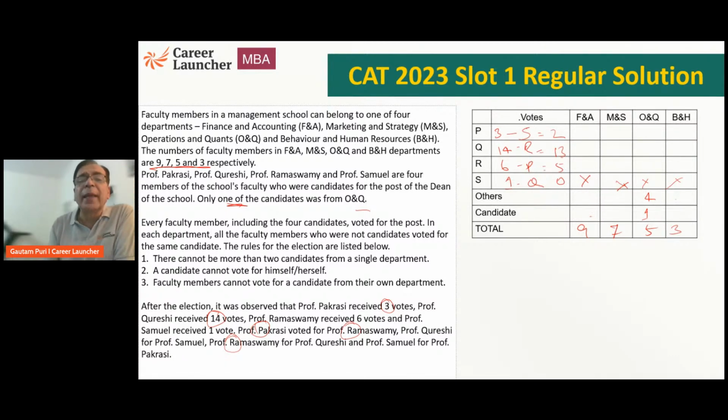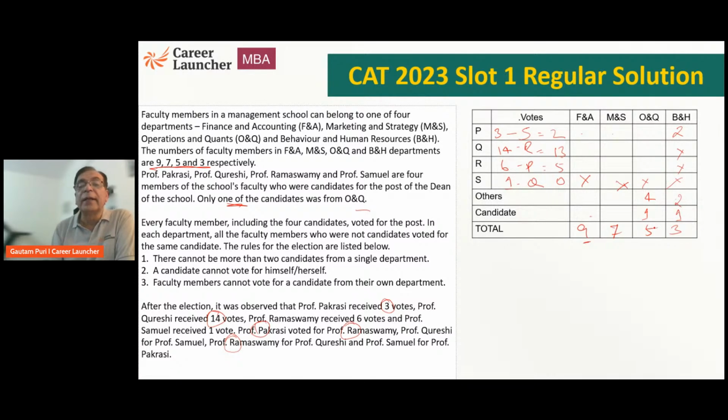Now you will need to start making cases, right? I'm not saying it is difficult, but you'll start making cases. You'll say, okay, this is 2. Obviously, these 2 can come. These 2 have to be from the same department. So all members of the department vote for the same individual. So out of these, 9 cannot go to P, 7 cannot go to P who has got only 2 votes. Similarly, the only departments who can give votes to P are the 5 and 3. Okay. That means these 2 have come.